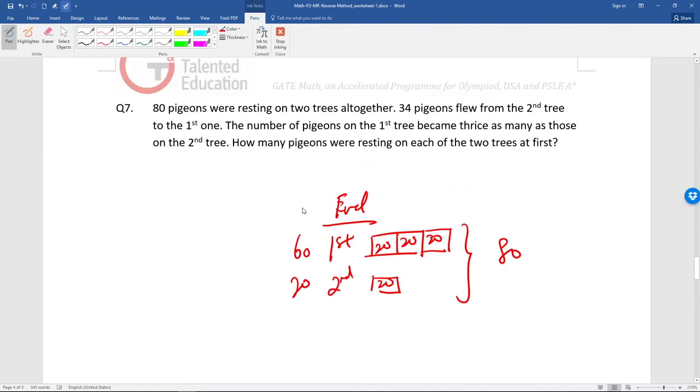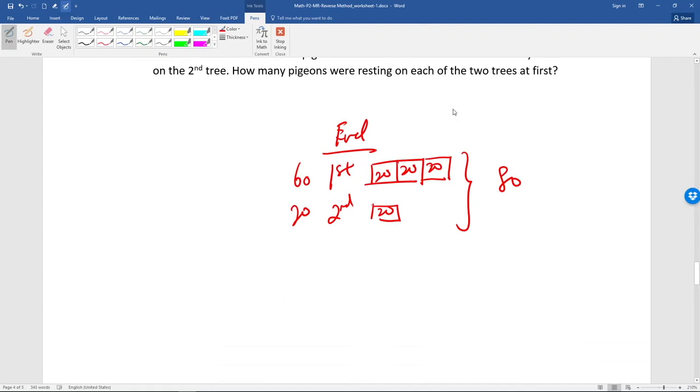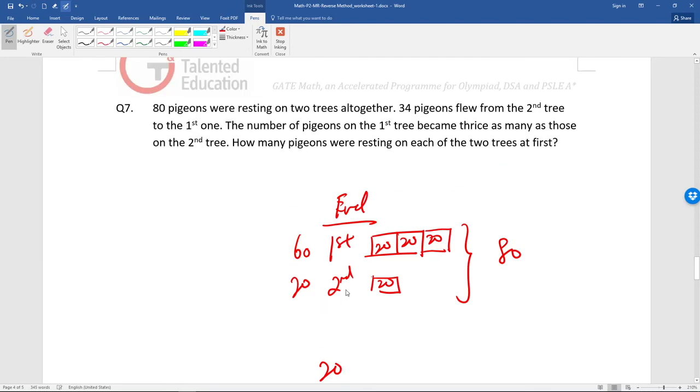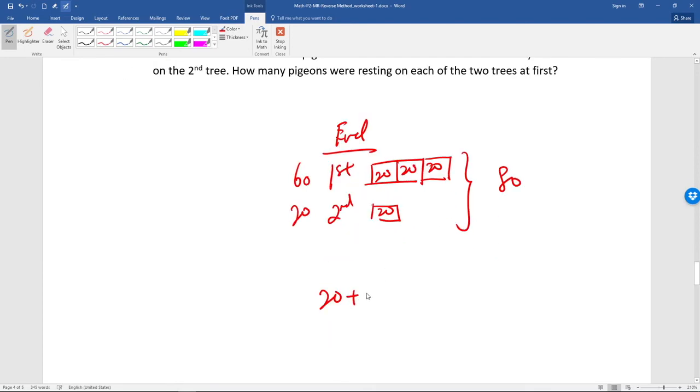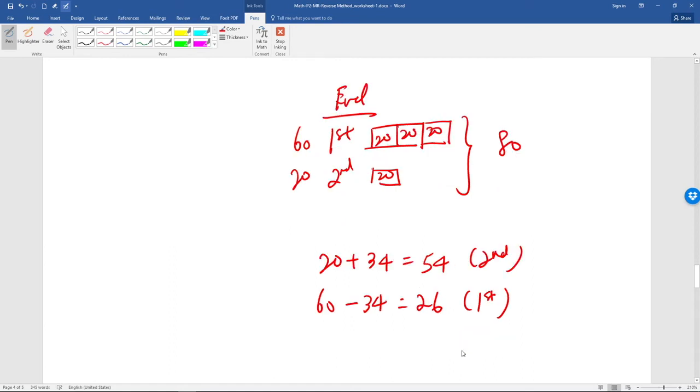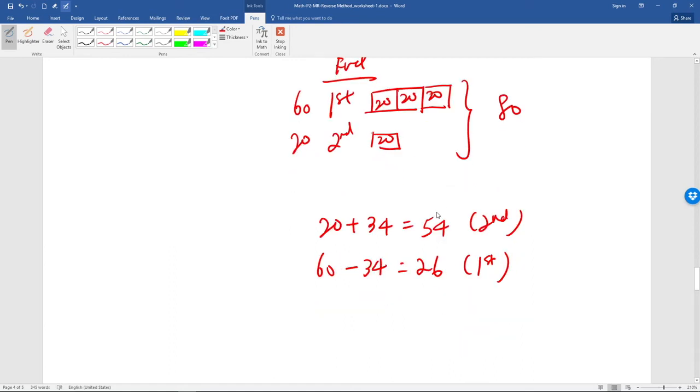So how many pigeons were there in each tree at first? Because 34 pigeons flew from the second tree to the first one, at first we must have 20 plus 34 giving us 54 pigeons in the second tree. So for the first tree we would have 60 minus 34 giving us 26 at first. And we check that 54 plus 26 gives us 80. Therefore, the answer would be 54 in the second tree and 26 in the first tree.